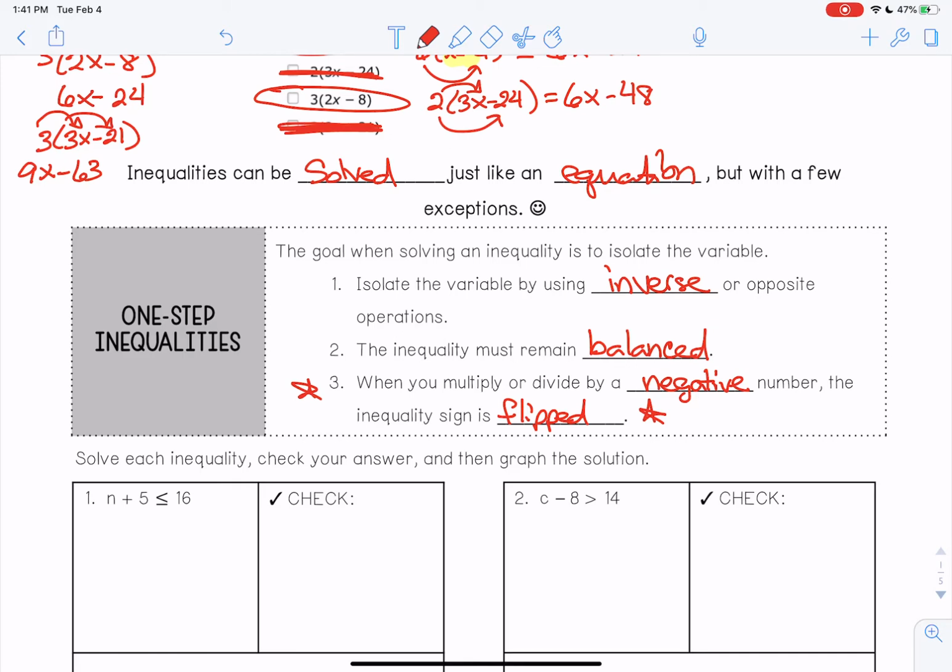However, we're actually going to cover this topic in our next lesson. So we're not going to worry about multiplying and dividing with negatives today. That will be tomorrow, okay? Today we're just focusing on one-step inequalities with multiplying and dividing by positive numbers.